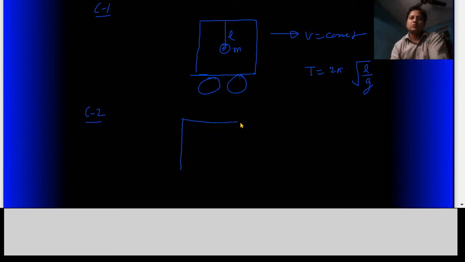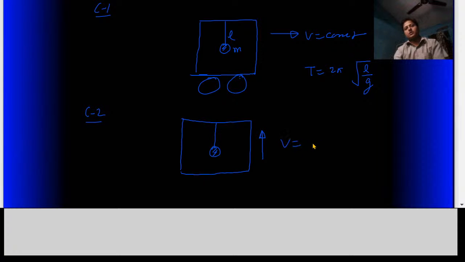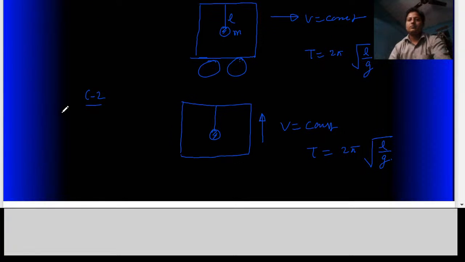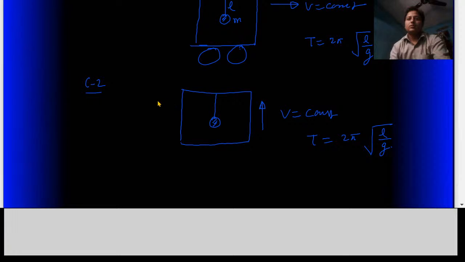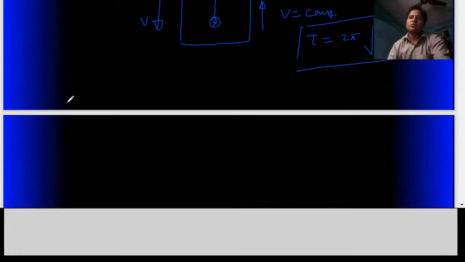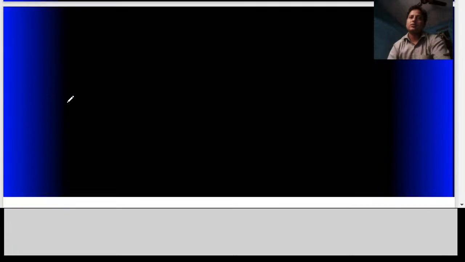Suppose now the elevator is going upward with constant speed. Here also the time period remains the same because the frame is the same inertial one. If this elevator goes with constant speed downward, the result will be the same. Now what will happen if the elevator accelerates in any direction?